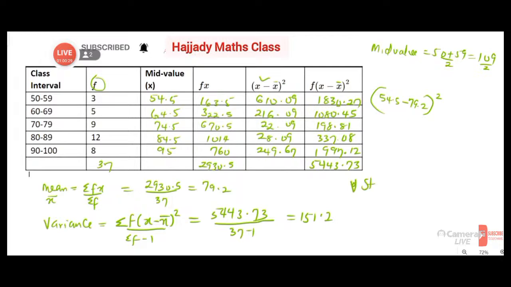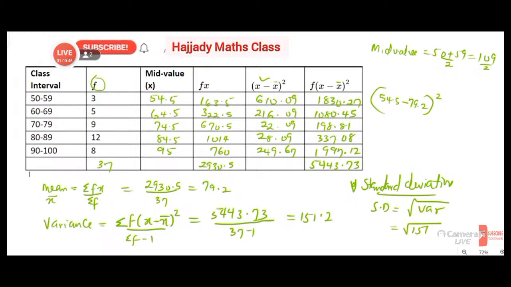And lastly, we have to get the standard deviation. From the last video, we know that our standard deviation, SD, is the same thing as the square root of our variance, which is the square root of 151.2, and my standard deviation is going to be 12.3. So that's it for the grouped data.